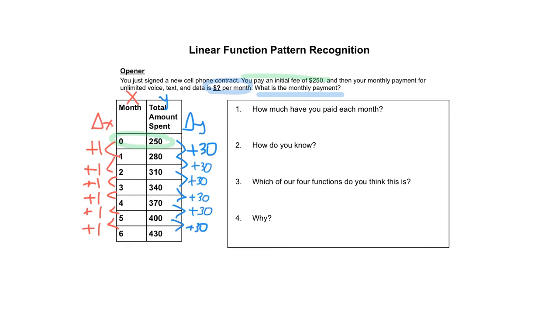That's $30. So getting to the question of how much have we paid each month, you can look at our table of values over here. From 0 months to 1 month, we have spent $30. You see that right here. As we go from 1 to 2 months, we spent $30. So for each month, we spend $30.